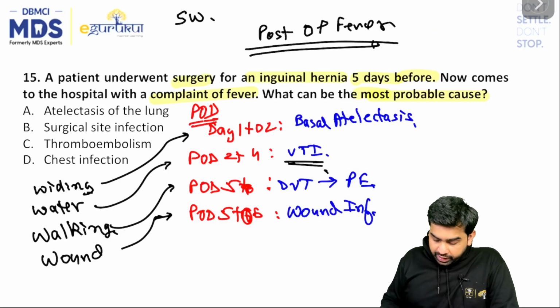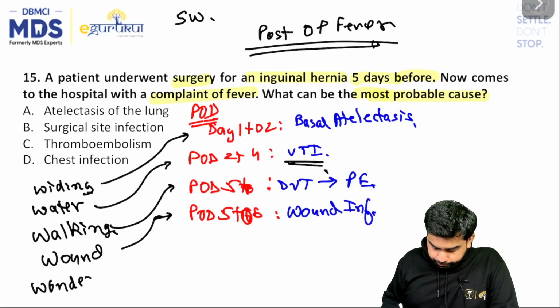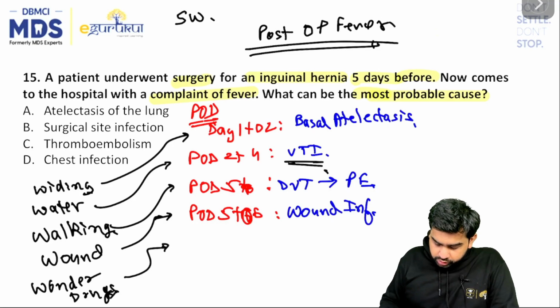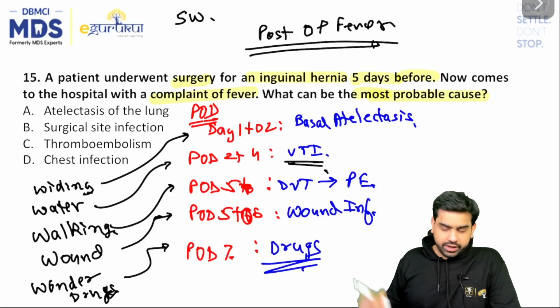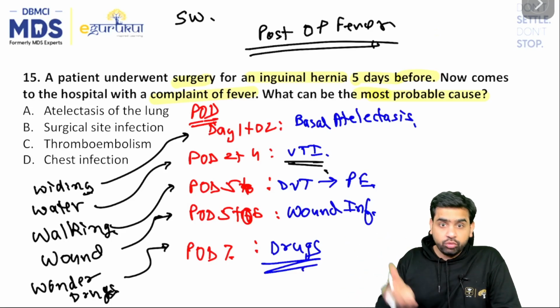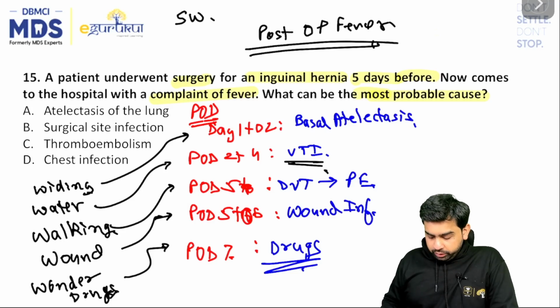And then finally, what we have is wonder drugs. You understand my point? So this is basically POD 7. If you have ruled out all these particular things, it can be drugs. Drugs means any particular medication which is leading to an increase in the temperature of this particular patient. Okay, so these are the important things which you need to understand.